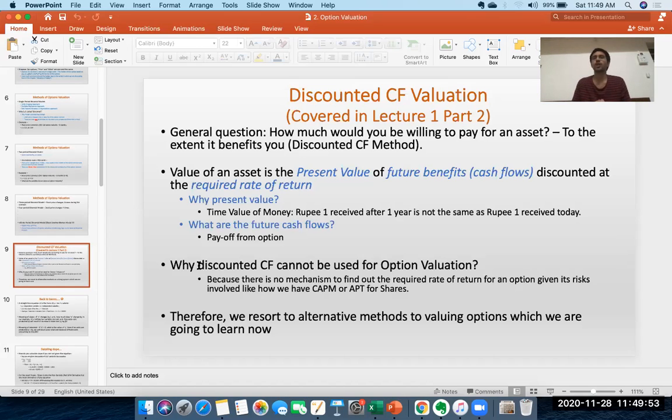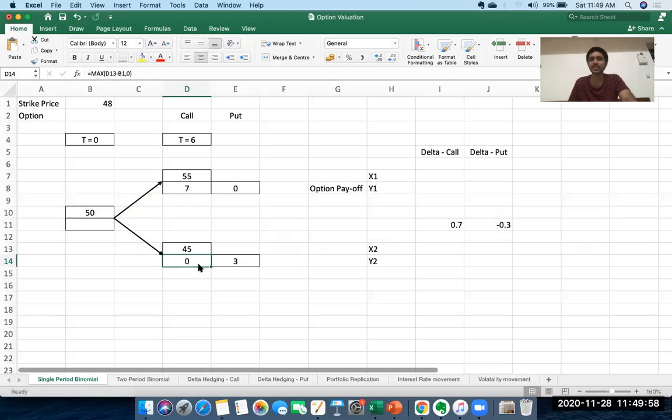Coming to an option, it has its own risk characteristics. If you actually see, the option cash flow is not certain. The option cash flow is uncertain because there are two possibilities, right? It could be either 0 or it could be 7. This is in a binomial model.